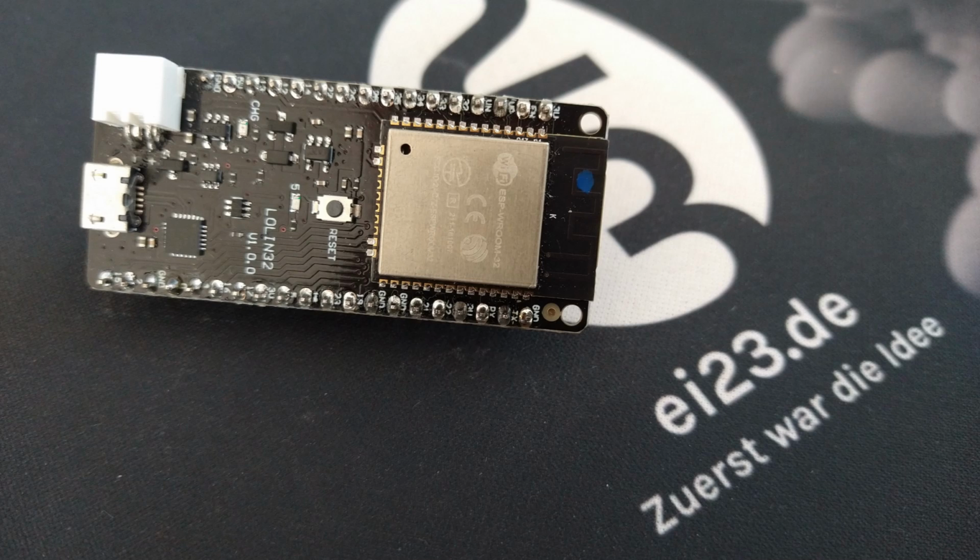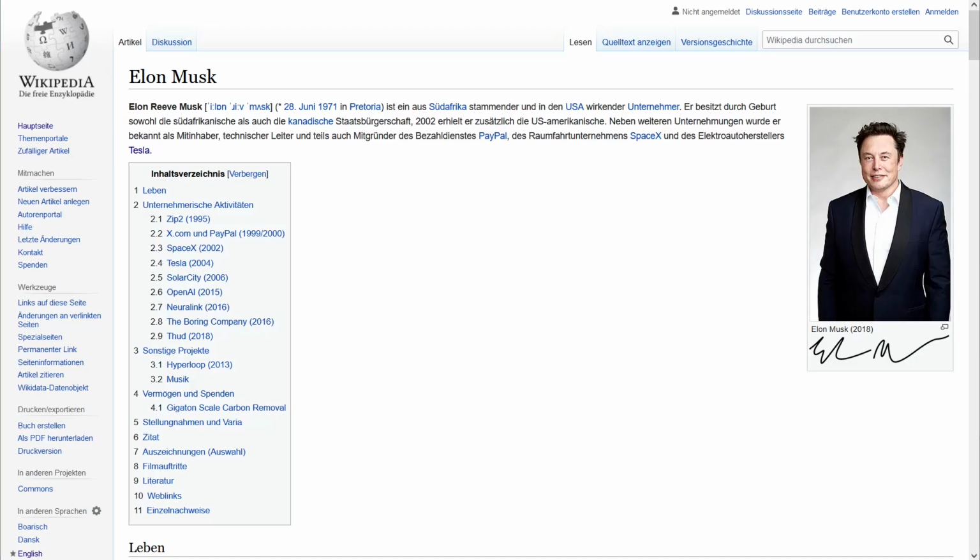Well, I didn't manage to get it below 20 milliamps. Unfortunately, still too much. So I had to think about something else.